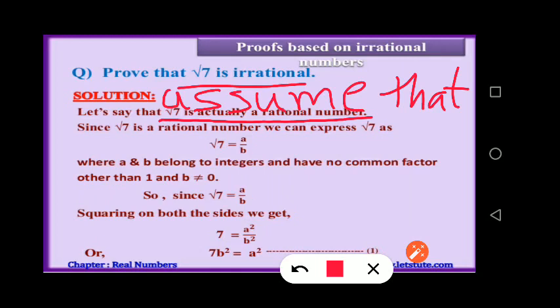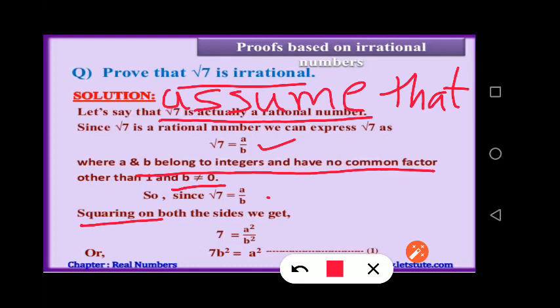We know that every rational number can be expressed in a by b form, p by q form we have studied. So let's take root 7 is equal to a by b, where we have assumed that a and b have no common factor and b is not equal to 0. Okay, after doing this, we will square both the sides. On squaring, we will get 7 is equal to a square by b square. And then by cross multiplication, we get 7b square is equal to a square.